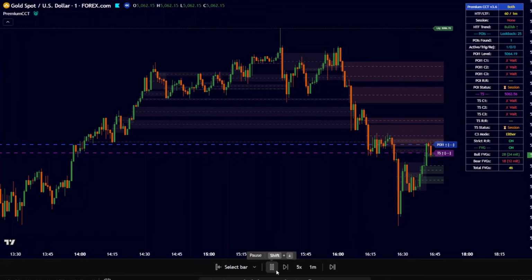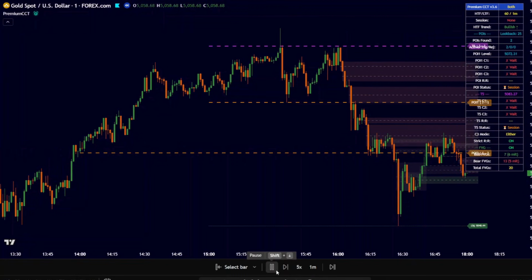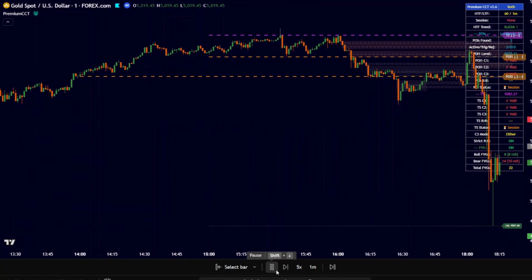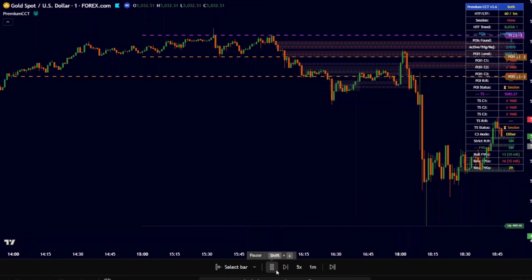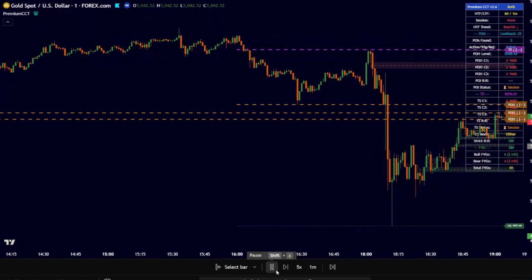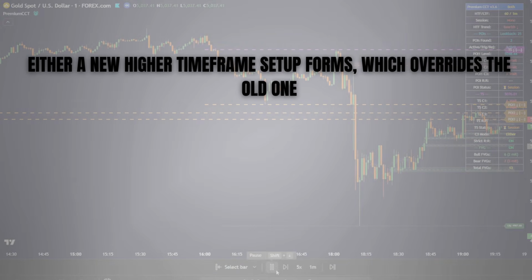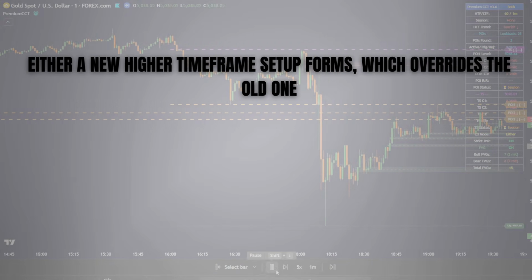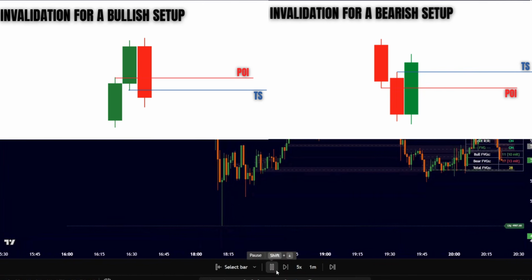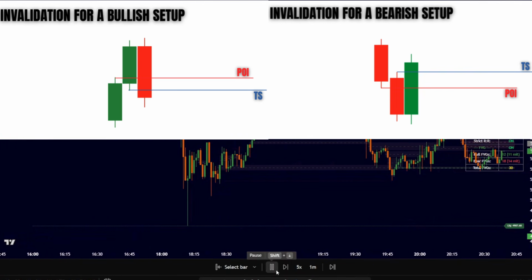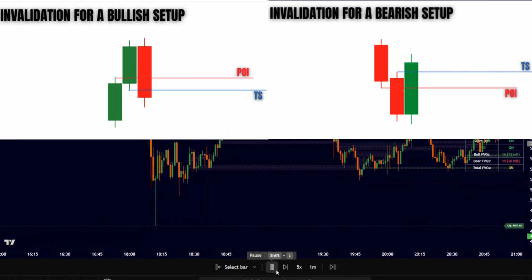Once a setup forms, it persists across all future bars. It doesn't reset on every higher time frame candle like older versions did. The setup stays active and continues tracking until one of 2 things happens. Either a new higher time frame setup forms, which overrides the old one, or the higher time frame closes beyond the setup candle's extreme, which invalidates it. For a bullish setup, that means closing below the setup candle's low. For a bearish setup, that means closing above the setup candle's high.